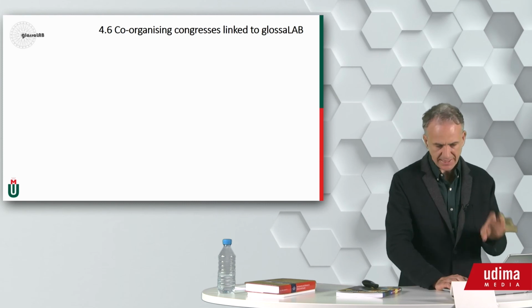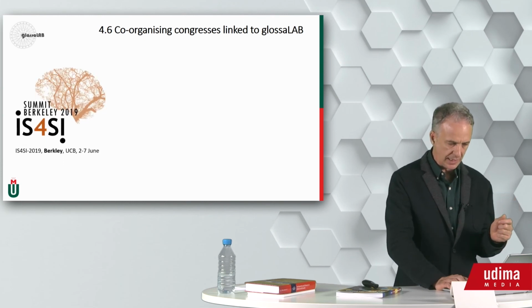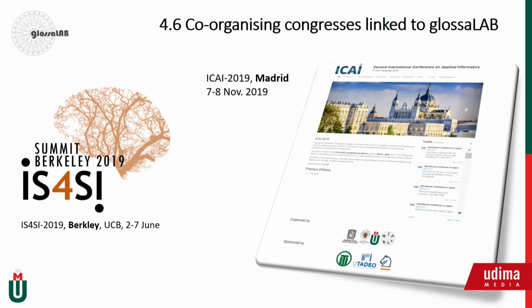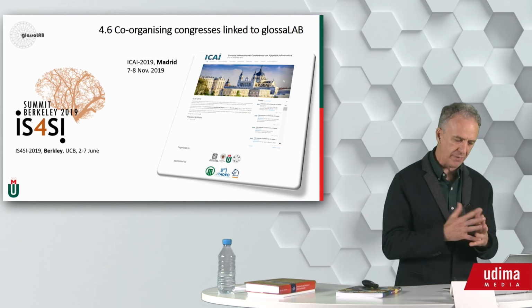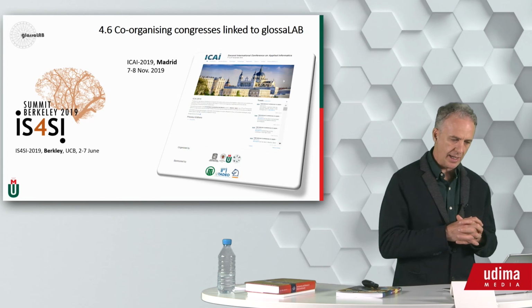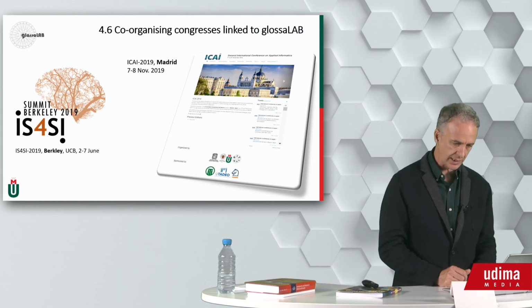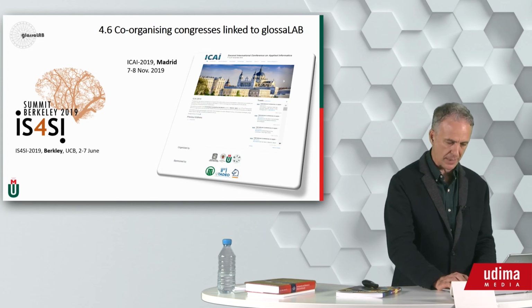For this exploitation, there are in particular two activities that have been organized or linked to the project. One of them is the Summit of the International Society for the Study of Information in Berkeley, in June 2019. And the other one, in which we will integrate the tool to try to establish links between the different concepts, perspectives and scientific domains that meet together in the Congress, we will use glossaLAB as a tool for the integration of knowledge. This will take place in November 2019 in Madrid. You are very welcome to participate.